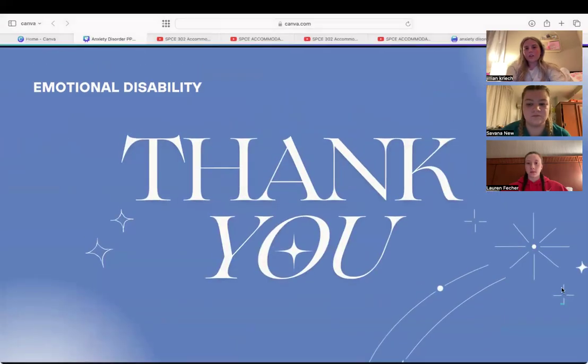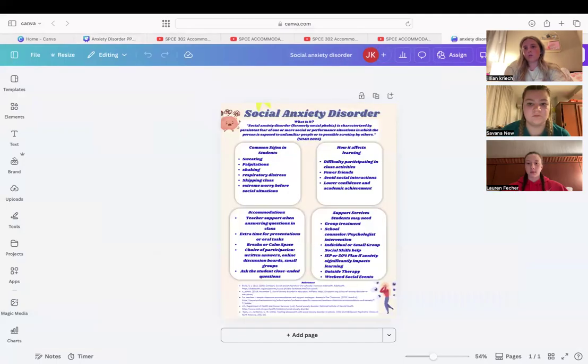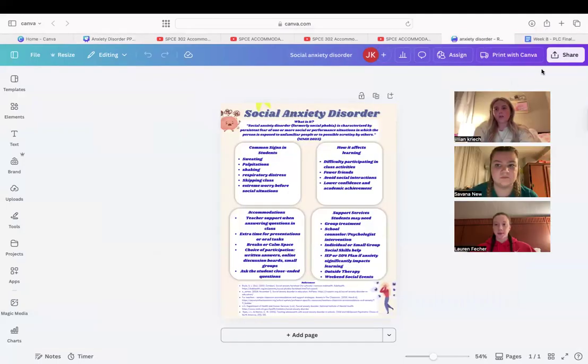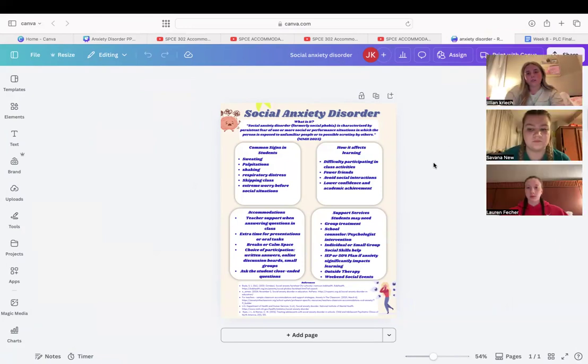And then here is our one-page handout that we would show to teachers and give them so they're able to understand what social anxiety disorder is and how they're able to help their students that are in their classroom. So it gives a list of the common signs that they may see in students, some accommodations that you can have for them, how it affects their learning, and also support services that these students may need. And then our references for that are at the bottom too.